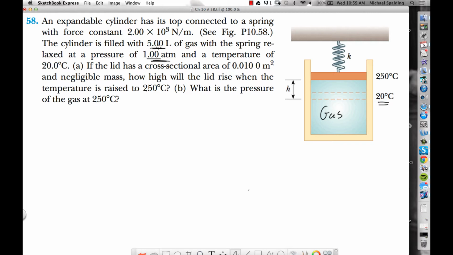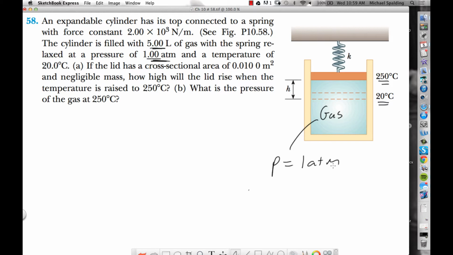Now here's what happens, guys. They tell us that the temperature of the gas is increased from 20 degrees Celsius to 250. Okay? So that causes the gas to expand. Now they told us that the starting pressure of this gas was 1 atmosphere. Now when the temperature of the gas goes up, will that pressure change? Will the pressure of the gas change?